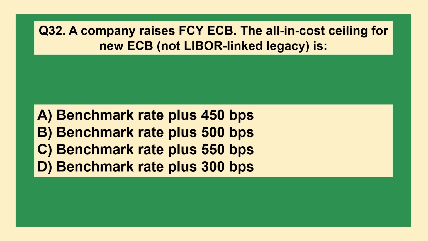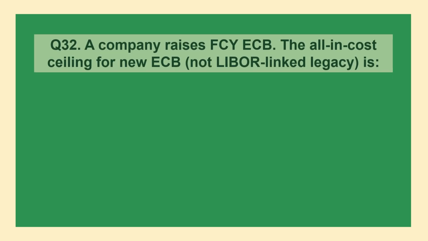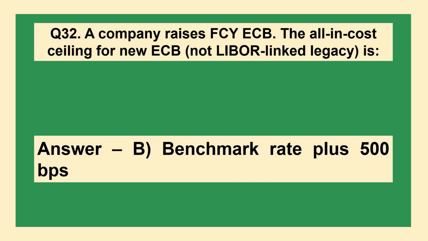A company raises FCY ECB. The all-in cost ceiling for new ECB, not LIBOR linked and not legacy, is: A, benchmark rate plus 450 bps; B, benchmark rate plus 500 bps; C, benchmark rate plus 550 bps; D, benchmark rate plus 300 bps. The answer is option B, benchmark rate plus 500 bps.